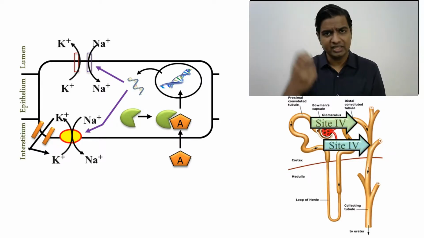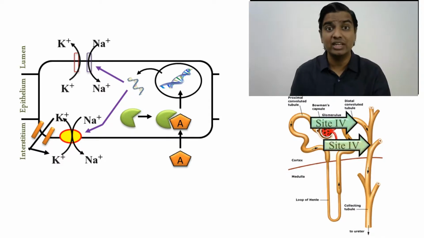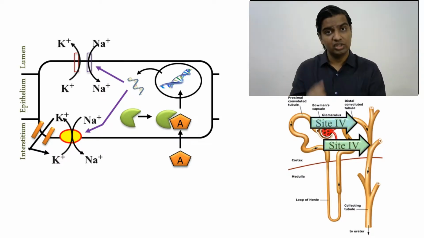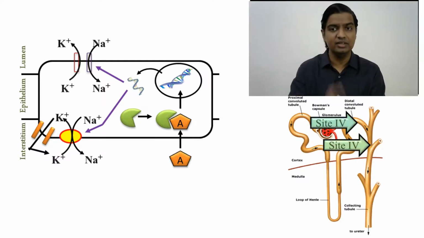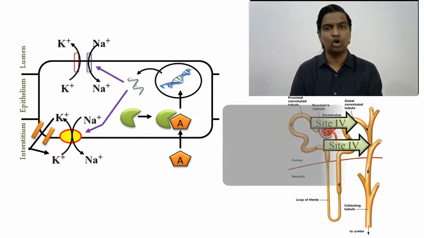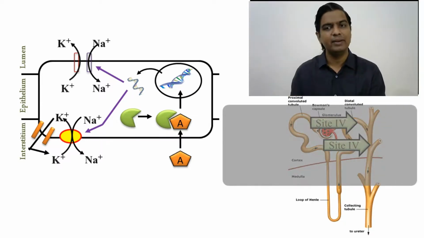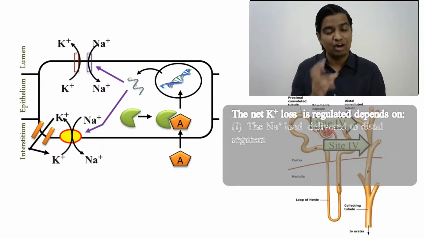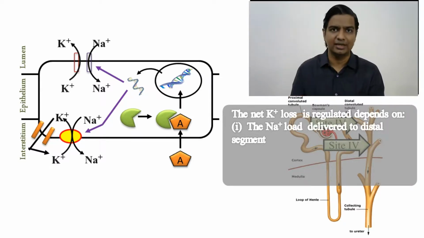Exchange offer. Bring in sodium, give away potassium. You can even exchange sodium for hydrogen here. So if the level of potassium is low, you can even give away hydrogen. Now remember this, the net potassium loss, how much potassium will be lost to save sodium, will depend on how much sodium has to be saved, how much sodium is delivered to the distal part.